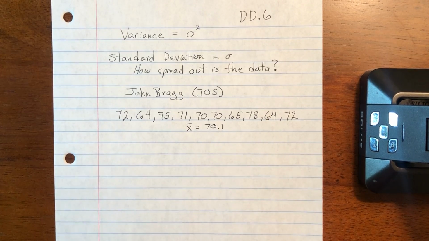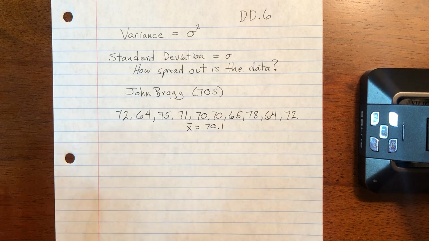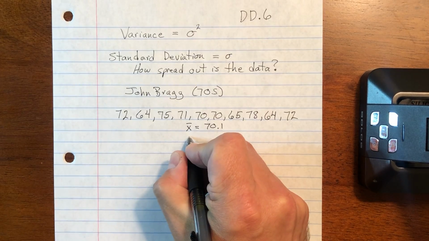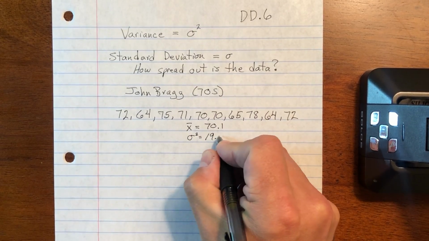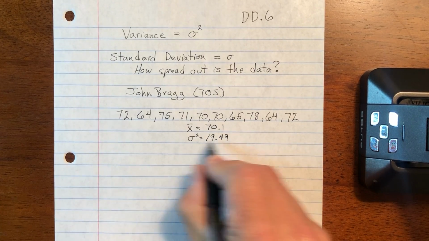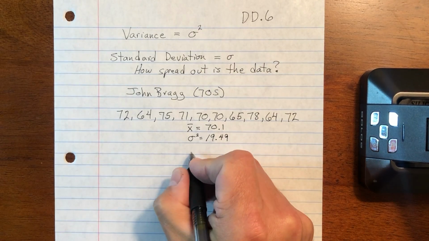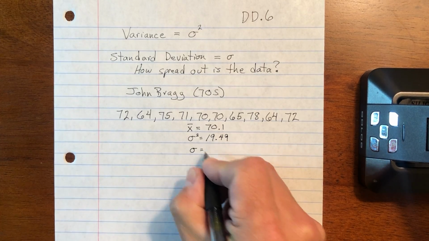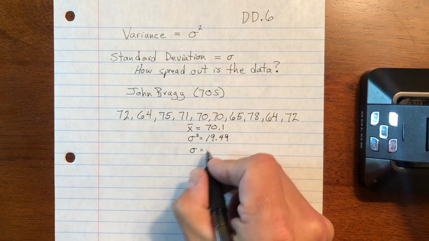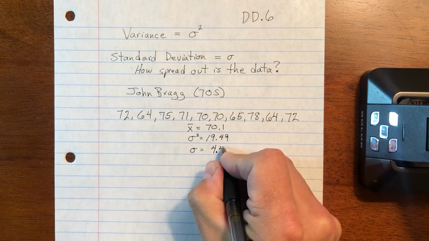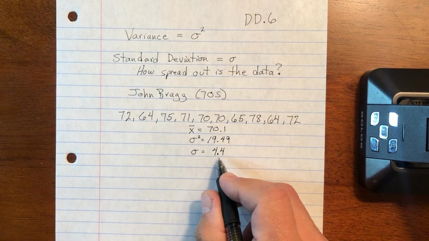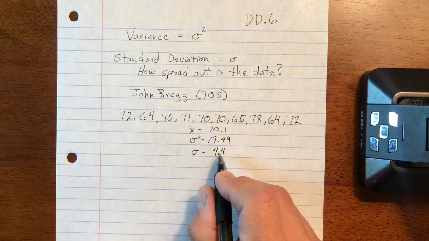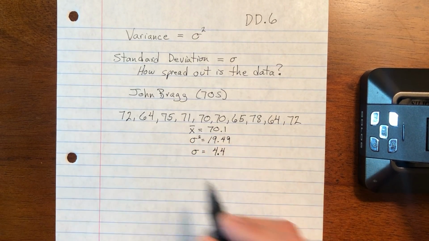What we want to figure out is how spread out this data is, and the standard deviation helps you do that. Now, first you would calculate the variance, and I've already done that for you. It's 19.49. Again, I'm not going to show you how to do this. We did that yesterday. Now, what is the standard deviation? The standard deviation is just the square root of this number. You just take the square root of 19.49, and you get 4.4. So 4.4 is the standard deviation of this data.